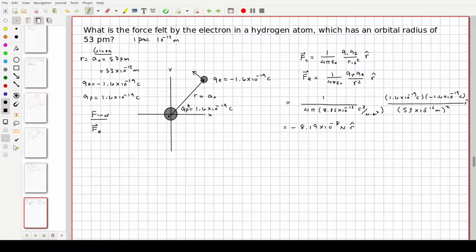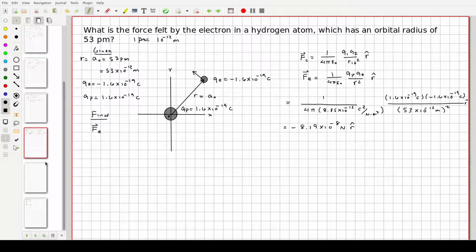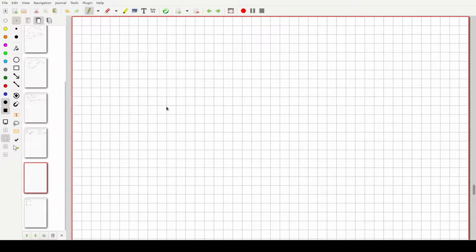Okay? Now, that said, we can talk about what happens when you have more than just two charges. Okay? So we're going to call charge Q the one that we're interested in finding the force on.